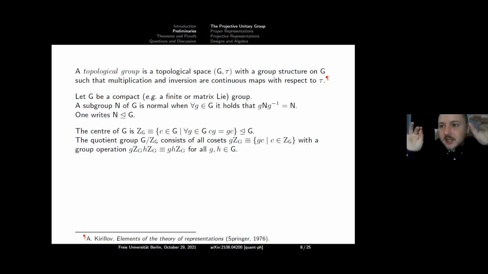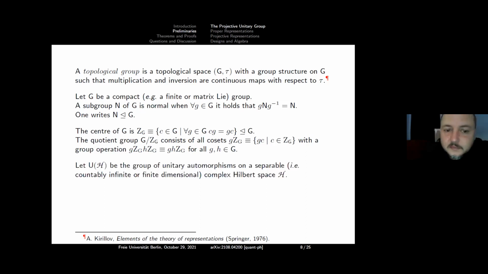Okay, so when I take G mod its center, I'm looking at all of the cosets of little g, okay, with the group operation defined like this. And the reason why it works like that is because the center is a normal subgroup. So the quotient of G modulo its center is all of the cosets of the center, okay? And the group operation works as you would expect.